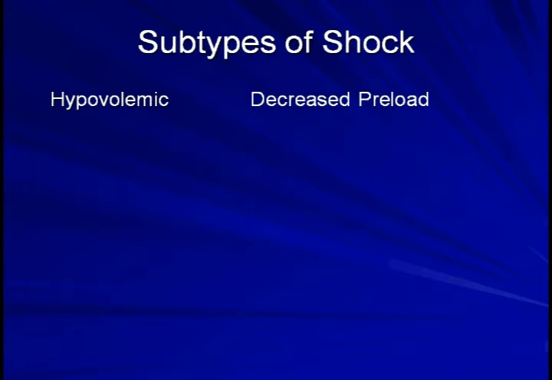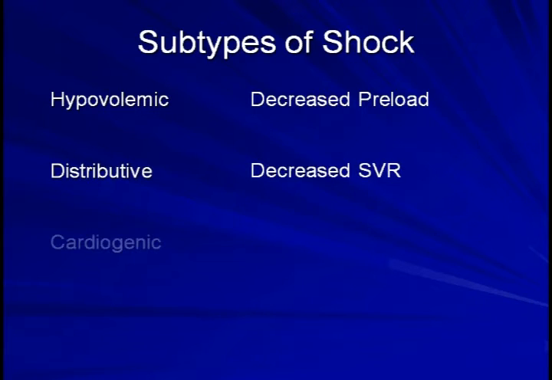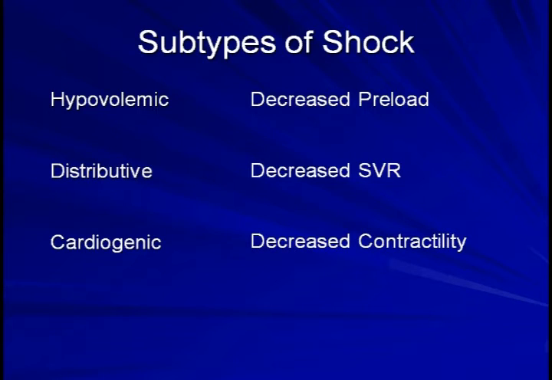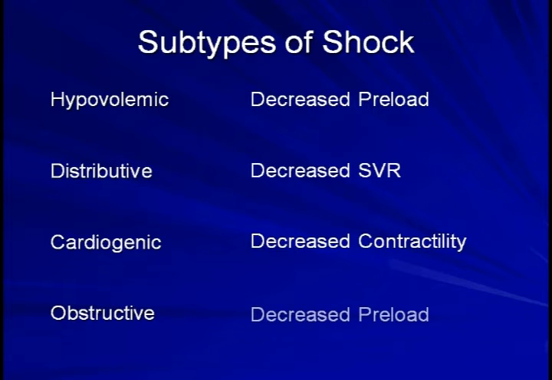From here, let's discuss the four major subtypes of shock. First, hypovolemic. Hypovolemic shock is caused by low preload. Next, distributive. Distributive shock is caused by low SVR. Then cardiogenic. Cardiogenic shock is caused by low contractility. Finally, obstructive. Obstructive shock is also caused by low preload.